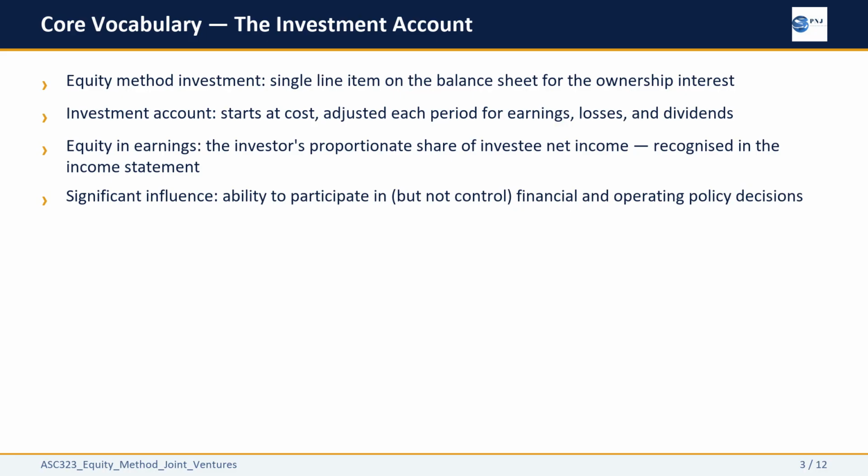Before we work through the numbers, let us nail the vocabulary. An equity method investment is your ownership interest in another entity where you have significant influence, and it appears as a single-line item on your balance sheet, not a list of the investee assets and liabilities. The investment account is that balance sheet line. It starts at what you paid and then moves up and down each period based on your share of the investee earnings, losses, and dividends. Equity in earnings is the income statement line, where you recognize your proportionate share of the investee net income. These three items work together every reporting period.